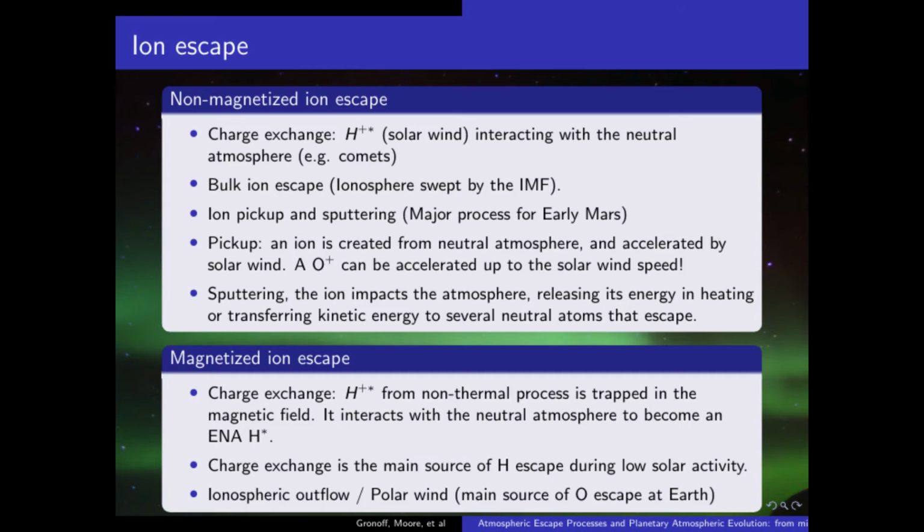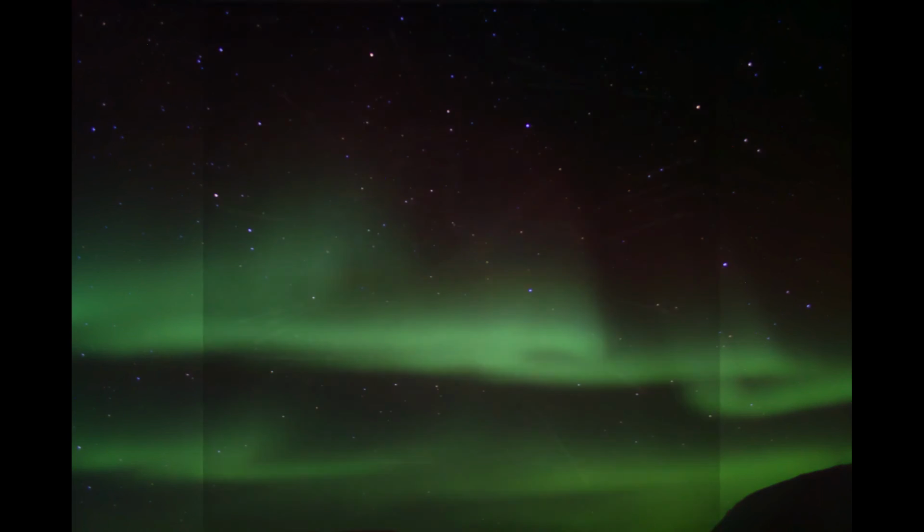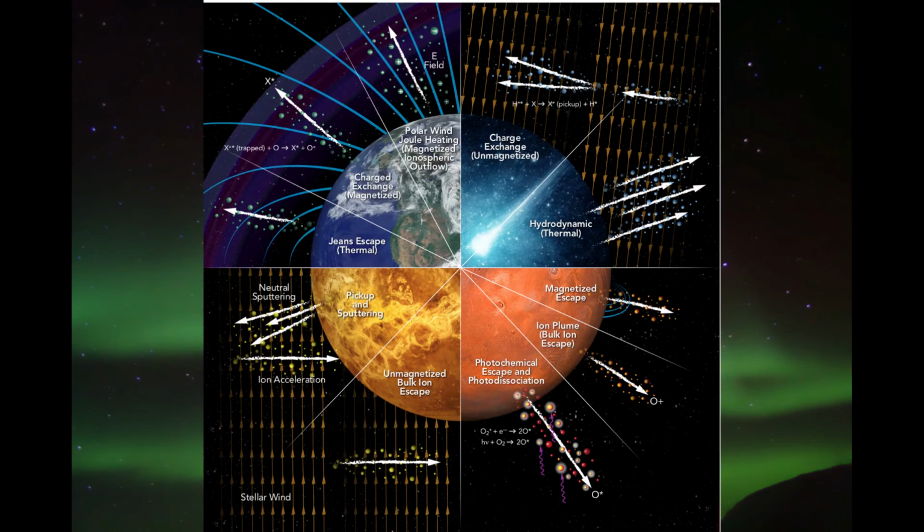In addition to that, we have ionospheric outflow or polar wind, which is the main source of oxygen escape at Earth, and basically comes from the creation of an electric field along the magnetic field line near the pole, and this electric field accelerates the ion, like the oxygen ion, up to escape speeds. In this figure, you can see a little summary of the different escape processes and some of the different conditions.